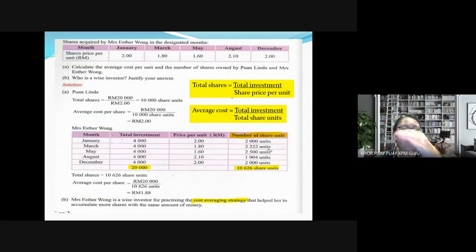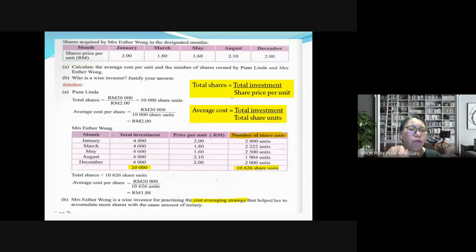Okay, so this one is from your textbook. Make sure you go through again the strategy of buying one lump sum and the strategy of distributing your money into several months and then buying at different prices, and then you get different total share units. So overall, you count your cost averaging strategy, see which one is more worth it, who is the wise investor or the smart investor.